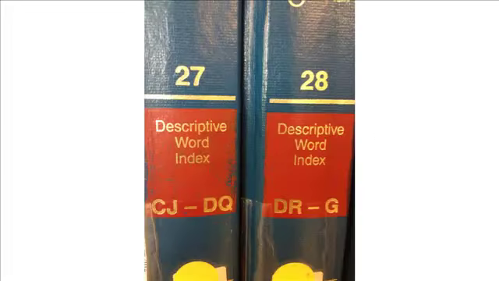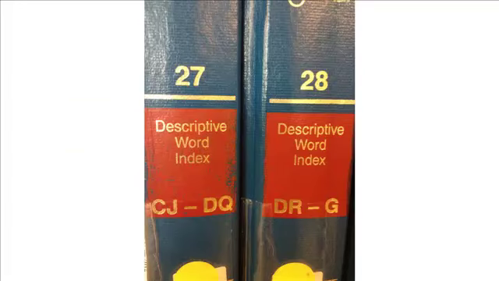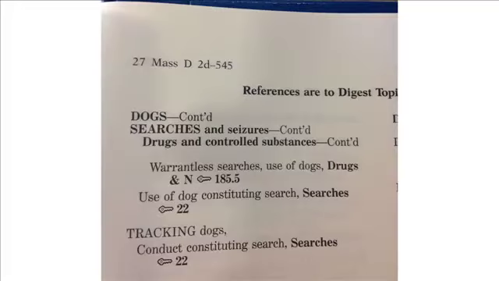Let's say we need to find cases that deal with whether or not the use of a dog constitutes a search. The first thing we need to do is brainstorm terms. Maybe the term dogs or searches. Once you have your terms, go to the descriptive word index. Under dogs, we'll find an entry for use of dog constituting search under the topic searches and key number 22.